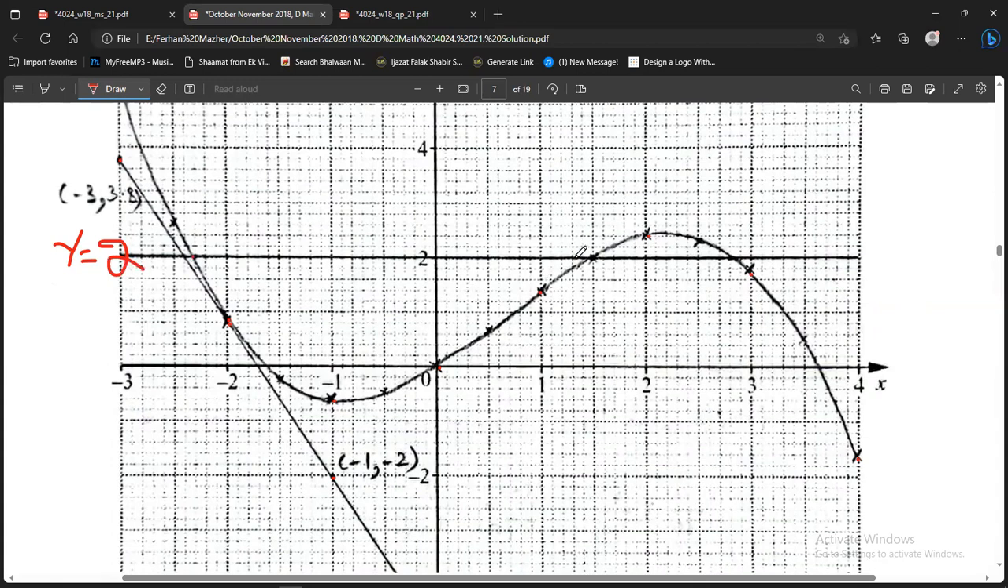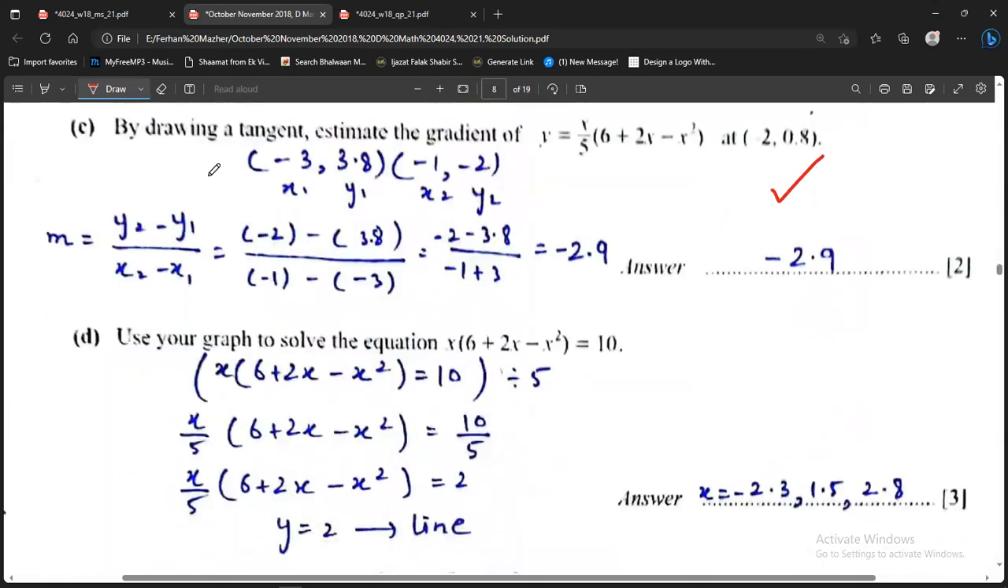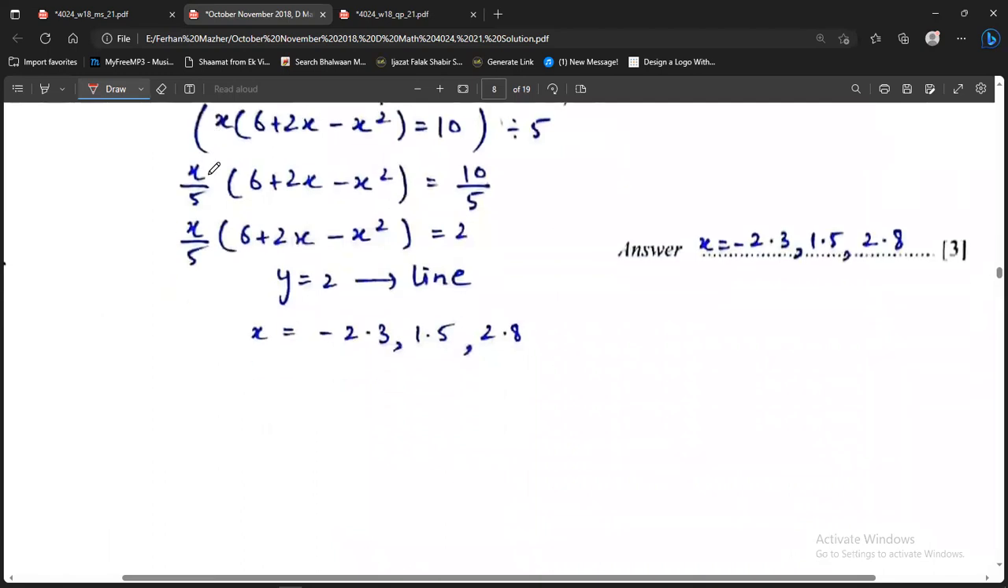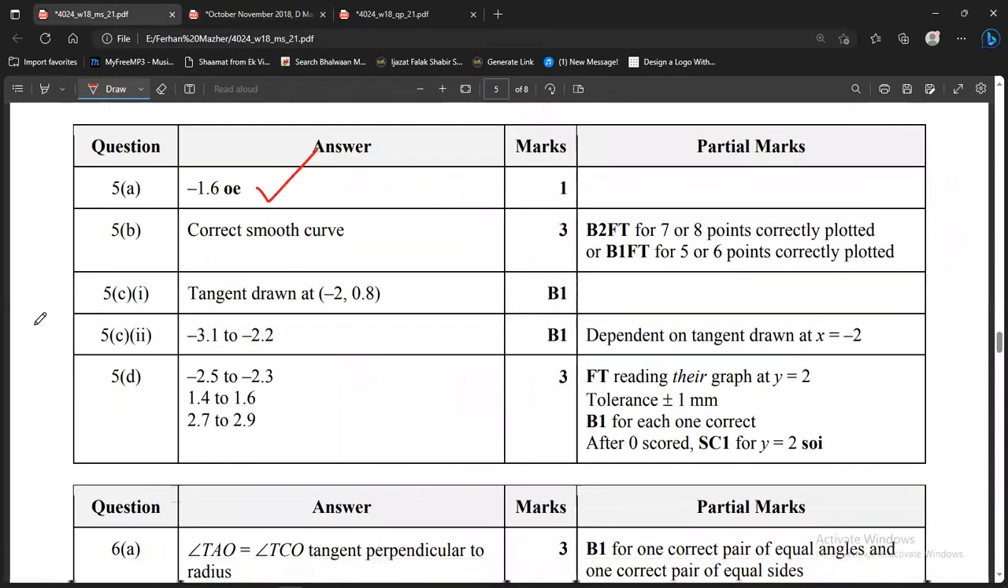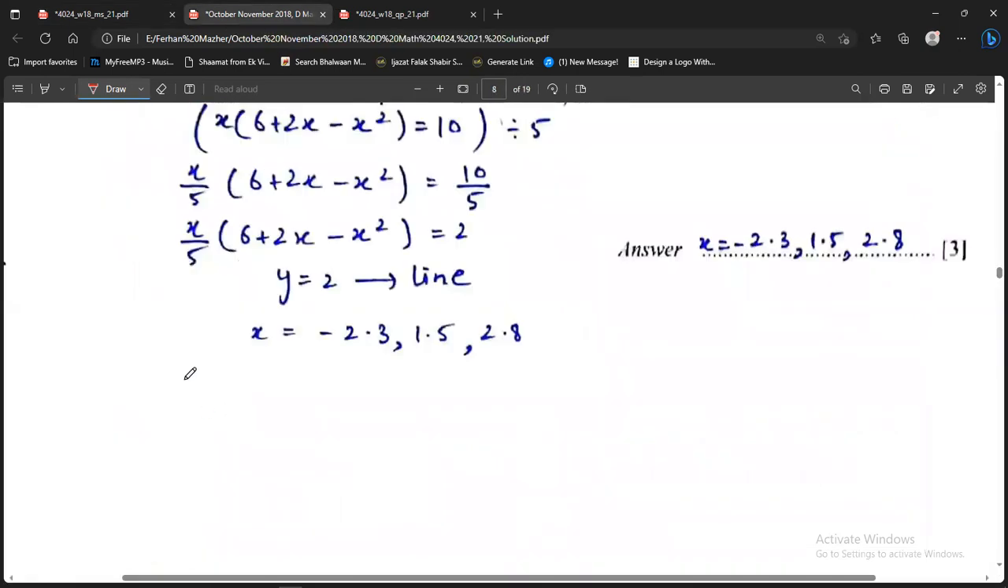So if you cut your graph here, here, and here, check what is the value of the x here. That is minus 2 point, I think, 4. So minus 2.3 and 1.5 and 2.8. So our answers are right.